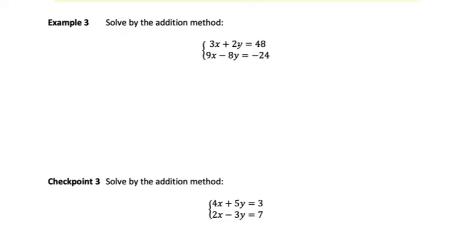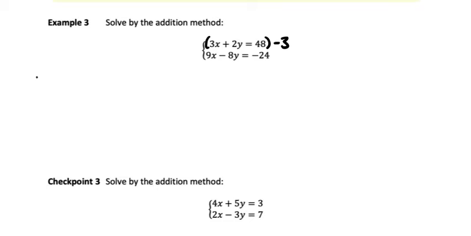Now if I look at my coefficients here, I have a couple of choices. I could multiply the top equation by negative 3. Negative 3 times 3 would give me negative 9 in front of x, and that would cancel with the 9 in front of x in the other equation. My other choice would be to multiply the top equation by positive 4. That would give me plus 8y, which would cancel with this minus 8y. Either one will work. I'm going to multiply the top equation by negative 3.